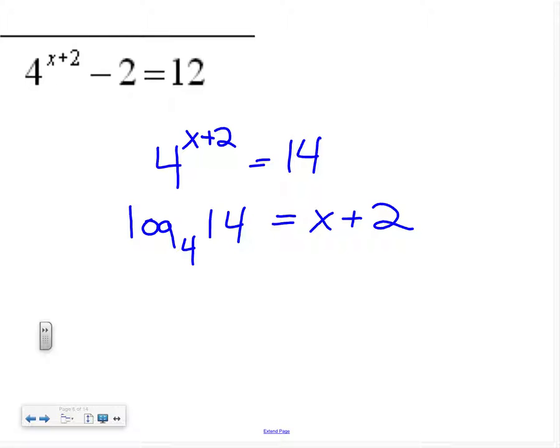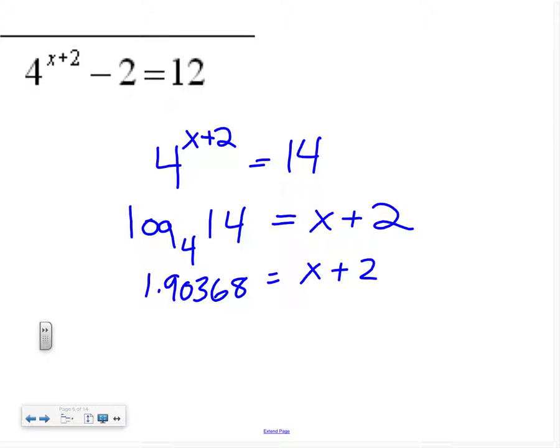Do you mind if I do it on my calculator using log base? All right, so log base is alpha window number 5. Log base 4 of 14 is 1.90368 equals x plus 2. So the next thing I just need to do is subtract 2 on there.